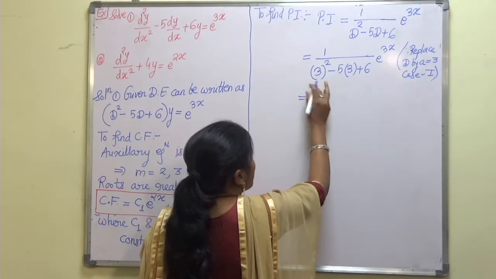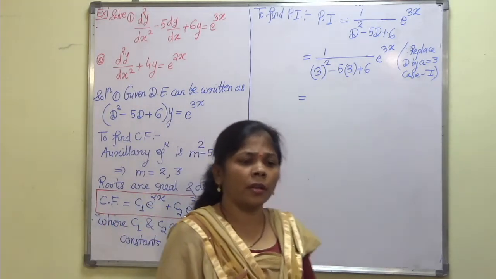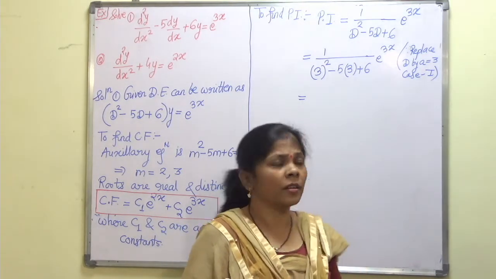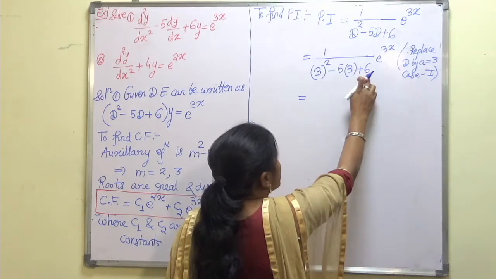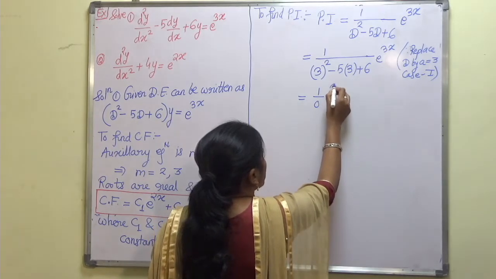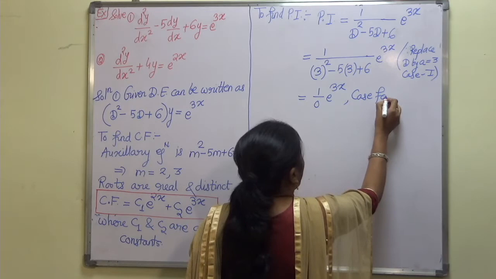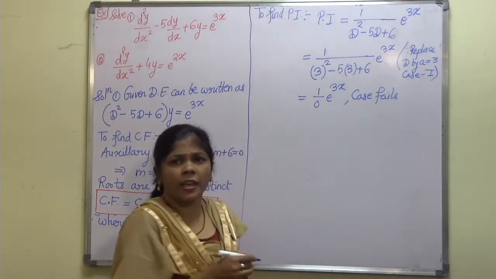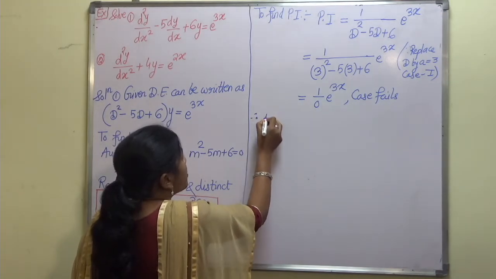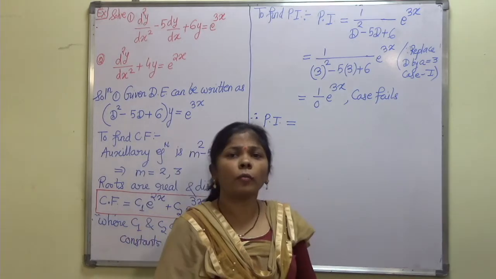Now just check whether after replacement this is 0 or non-zero. If it is non-zero, then it's over. Otherwise, we have to process it further. So it is 9 plus 6, 15. This 15 minus 15 comes out to be 0. As it comes out to be 0, we are at the case of failure. Therefore, the case fails. So what to do in case of failure? Therefore we will find the particular integral as equal to... for the case of failure, what will we do?